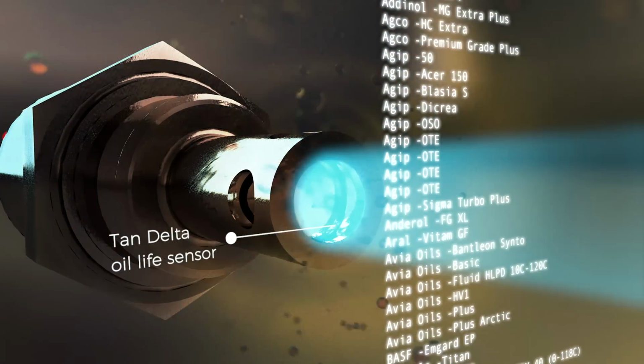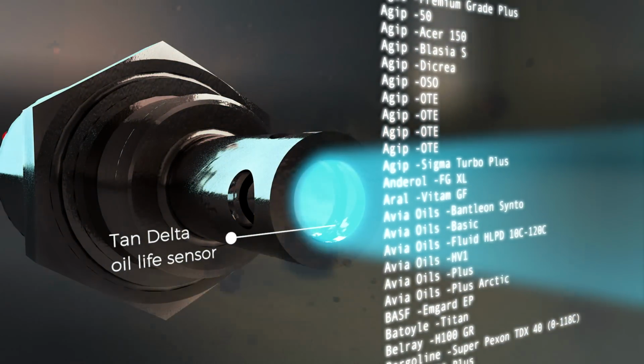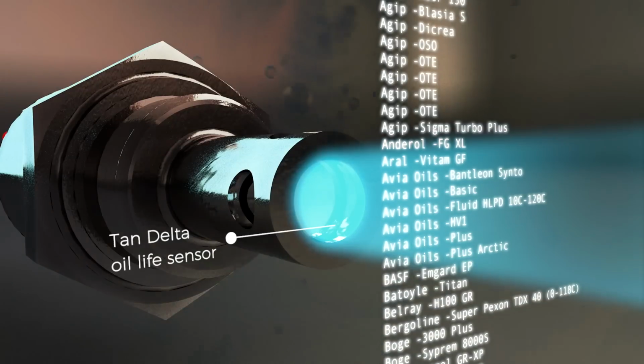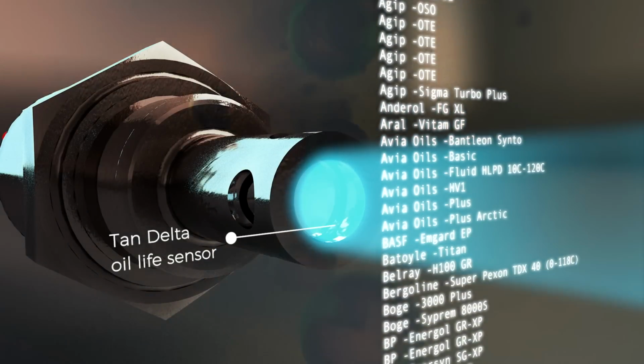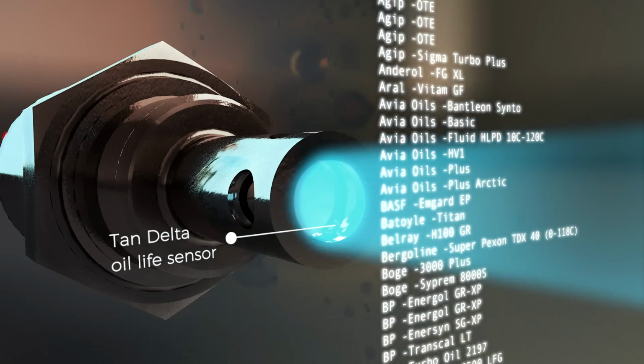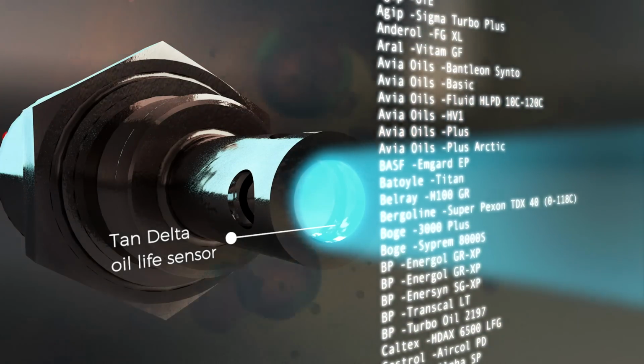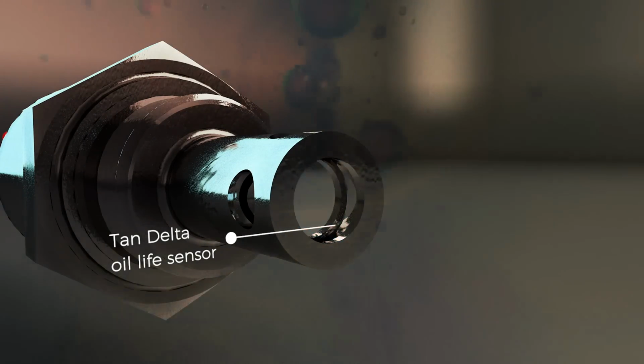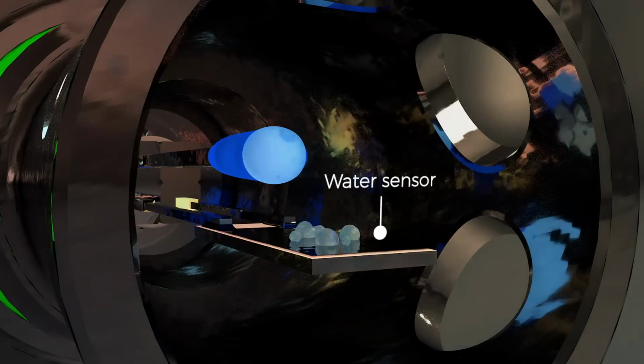The Tan Delta oil life sensor monitors the overall oil condition, giving unparalleled sensitivity and accuracy, drawing upon over 500 common industrial oil life profiles, also with the ability to self-calibrate, while the relative humidity sensor analyzes moisture content.